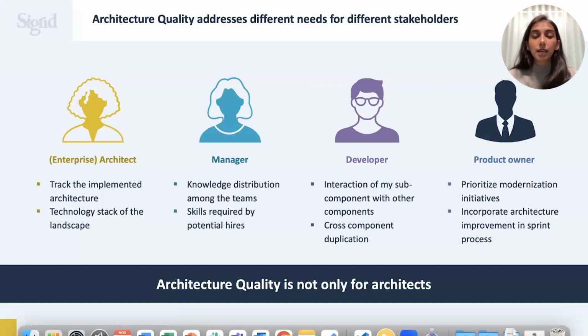But while we were doing the second round, where we validated these solutions with the audience, it was not just architects, there were also other people. And they highlighted to us that it is not just a feature for architects, but it is useful for other personas as well. For example, for a manager, for a developer, and for a product owner. And you will see in a while how this is the case. Architecture quality is not just for architects, but for many other personas as well.